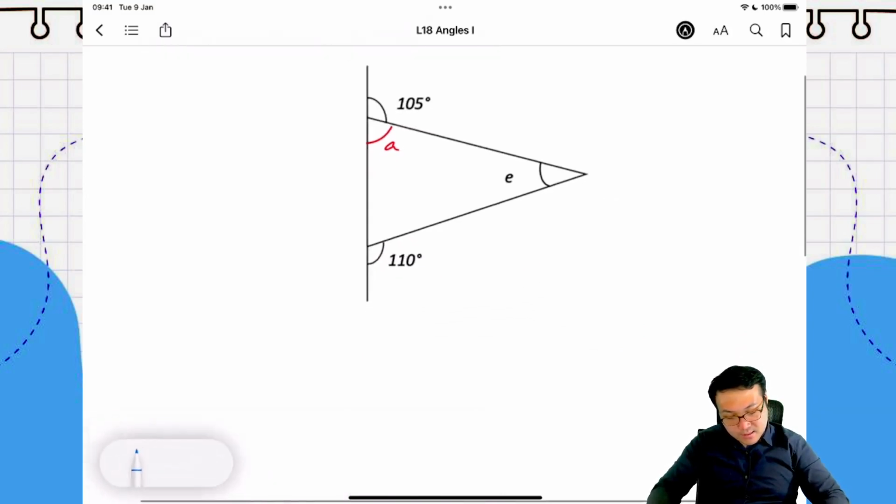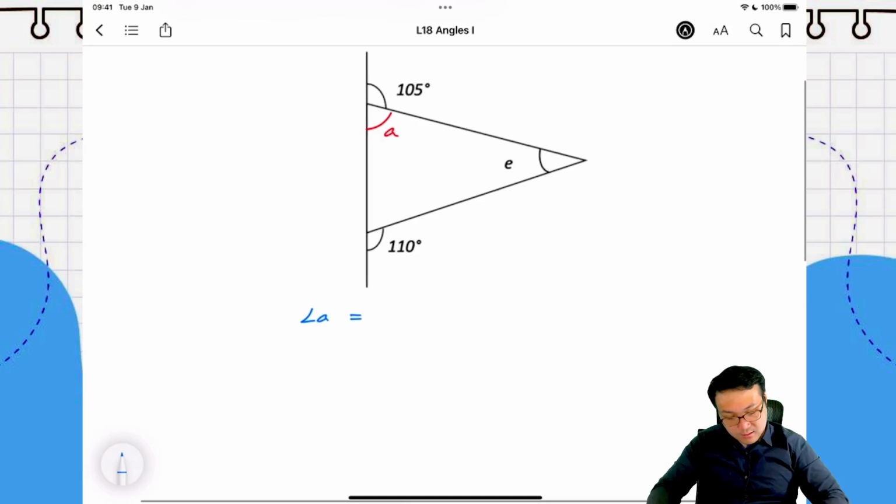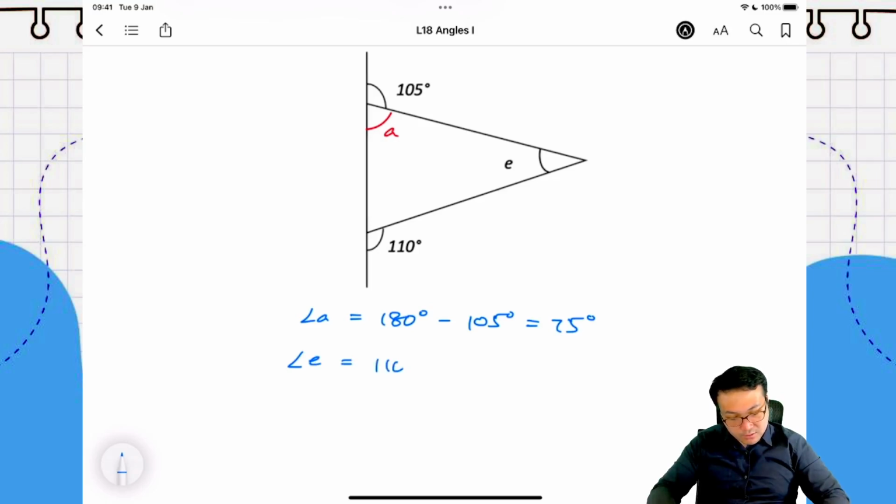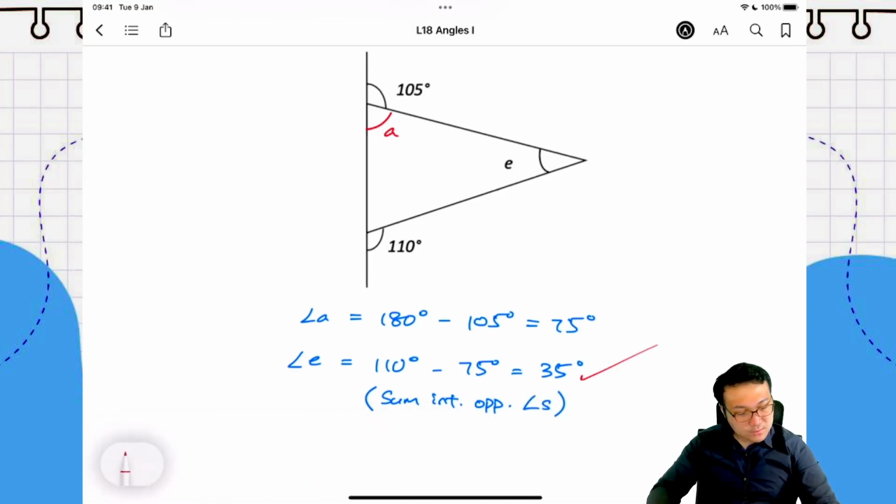Alright, so let's just find angle A. Then after that, angle E equals 110 minus away angle A, and you will get your answer. So you just need to write down what rule you are using. Sum of the interior opposite angles. There you go. So this is a little bit shorter.